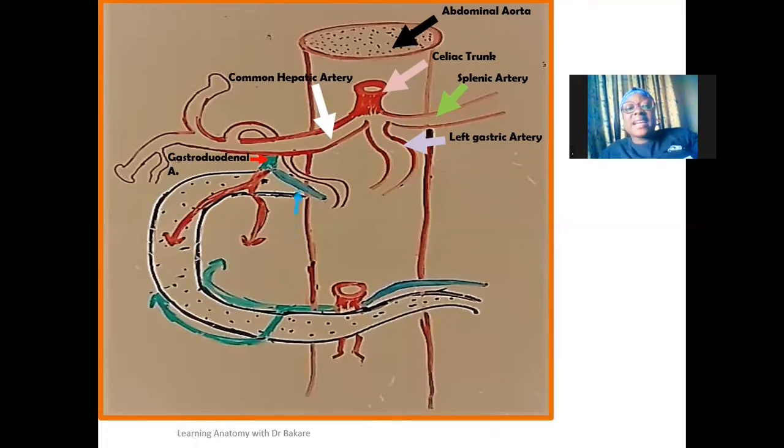We have the right gastroepiploic artery. This is the right gastroepiploic artery, or the right gastromental artery. This artery also goes further to supply regions of the stomach. The second branch of the gastroduodenal artery is the superior pancreaticoduodenal artery. This is the superior pancreaticoduodenal artery arrowed in blue.